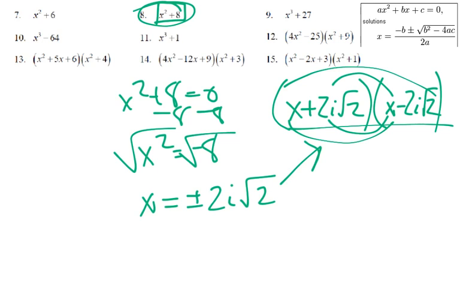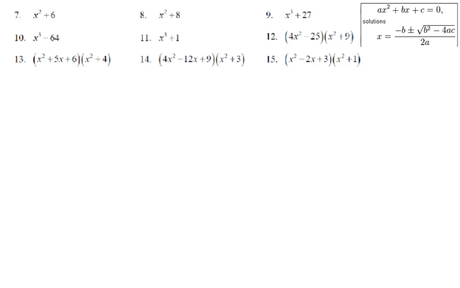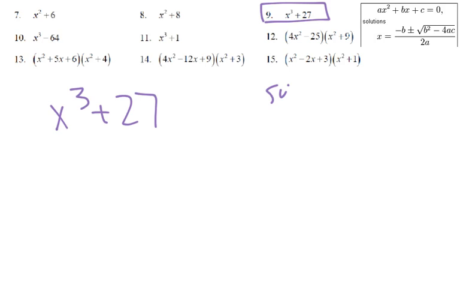Okay, now number 9 is different, right? Because on number 9, if you remember when we talked a little bit on one of the homeworks about those special products, well, this is the sum of cubes, because 27 is really 3 cubed.